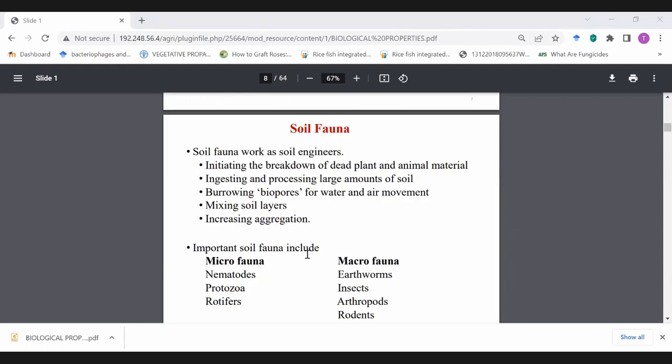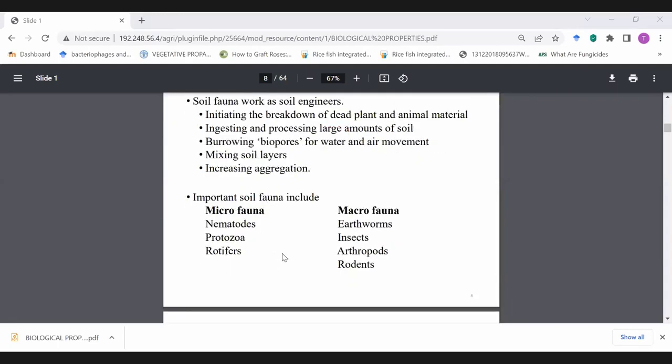By burrowing, those animals form pores, which helps water and air movement. As the animals move, the soil layers get mixed, and through the movement it will also increase the aggregates in soil. Soil fauna can be divided into two types: micro and macro. Examples for micro are nematodes, protozoa, and rotifers. Examples for macro are earthworms, insects, arthropods, and rodents.